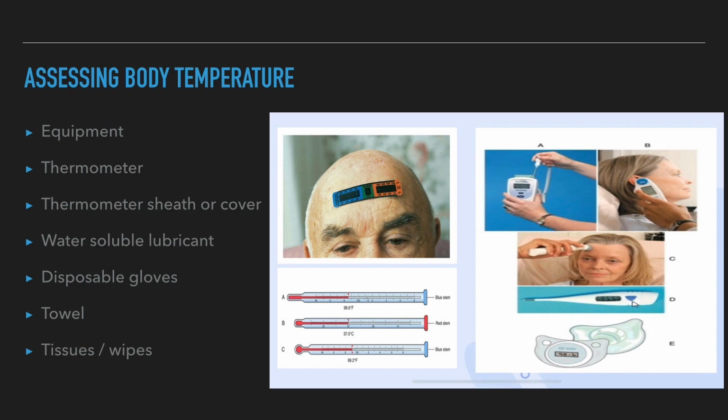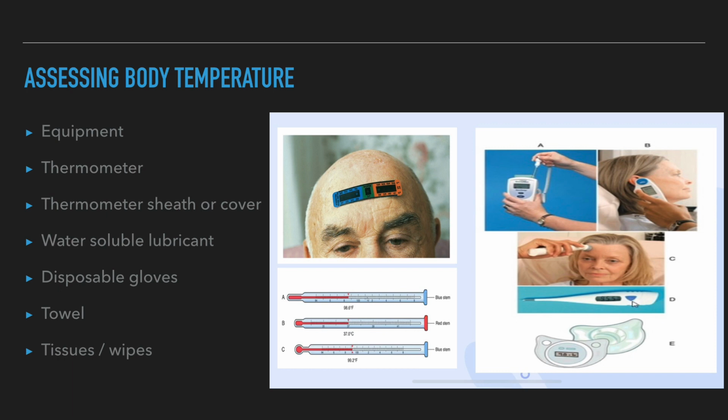Because recordings are obtained within 2 seconds, the tympanic membrane thermometer often is preferred in emergency departments or other areas where assessments must be made quickly. Tympanic thermometers should not be used on people with ear drainage or scarred tympanic membranes.